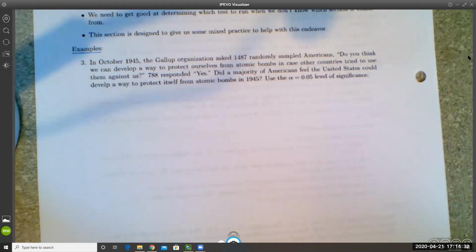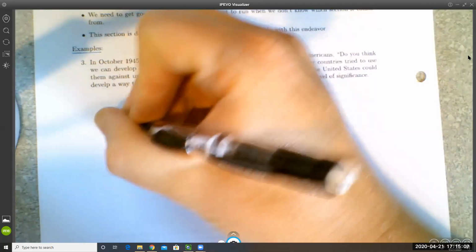They ask us in that very last question, did a majority feel a certain way? Well, how do you measure that? What does majority mean? Well, majority means more than half. It means more than 50%. In other words, it means that the proportion would be more than 0.5. The proportion of Americans who felt that particular way would be more than 0.5. That's what majority means. So that's our alternative hypothesis right there, and that tells us what the parameter is.